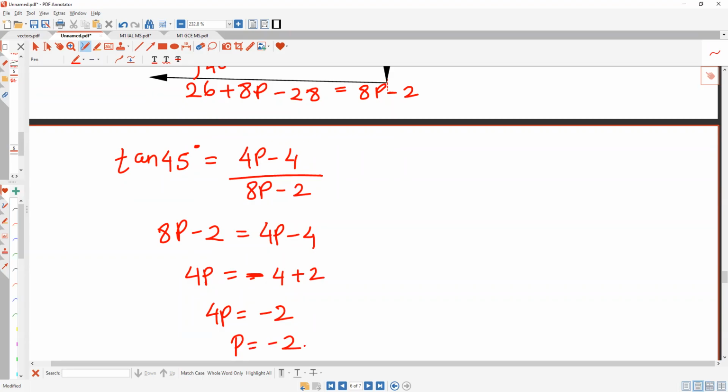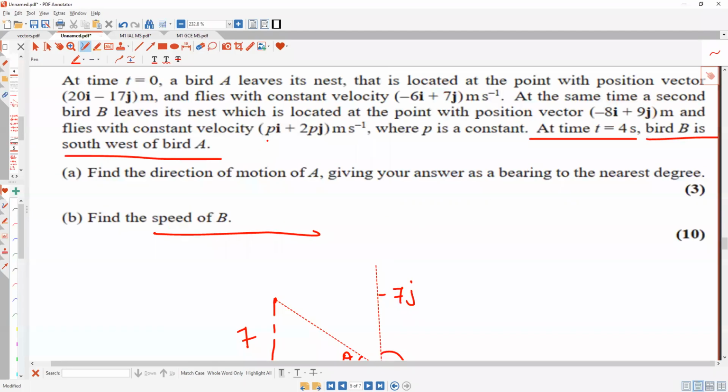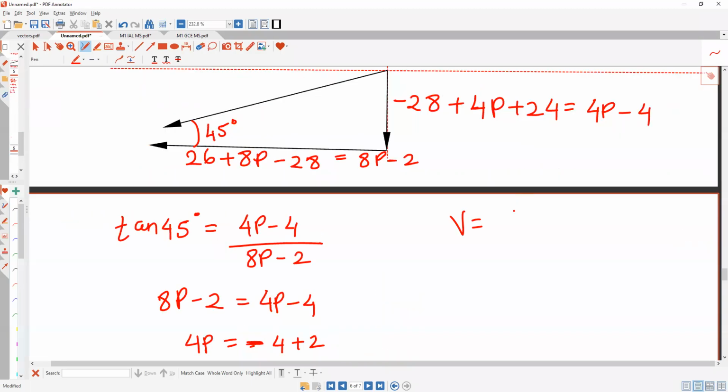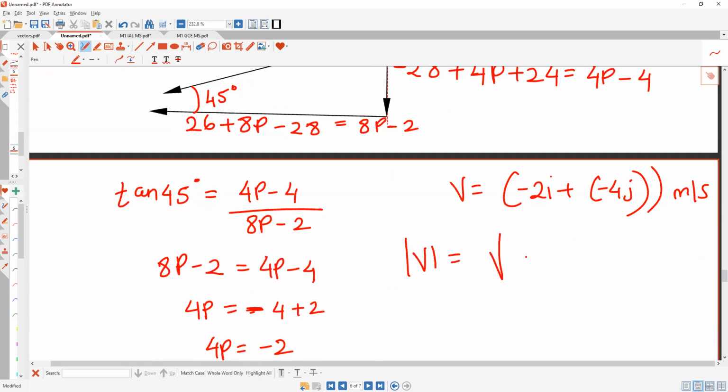Okay. If P is minus 2, your velocity is going to be minus 2i minus 4j. Meter per second, or is it kilometer per hour? I don't know. Let me see. It's meter per second. But that is the velocity. They want speed from you. So that is going to be root of 2 square plus 4 square. So find the answer. 2 square plus 4 square, root of the answer. It is 2 root 5.